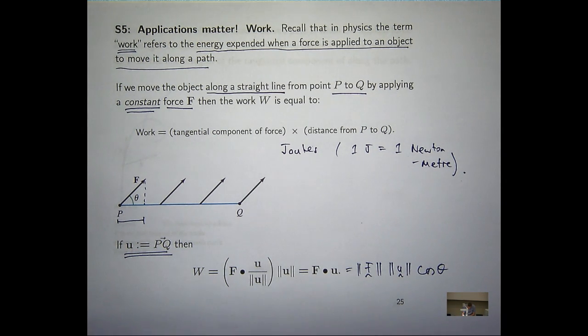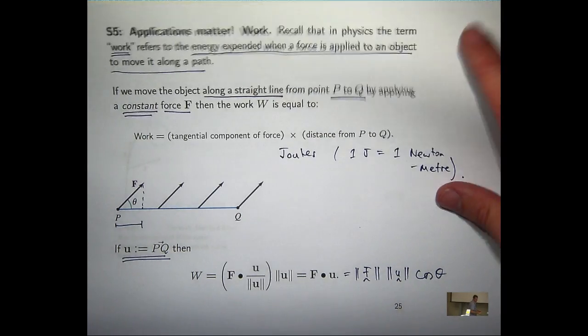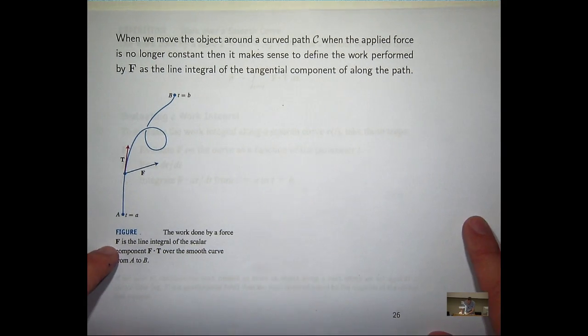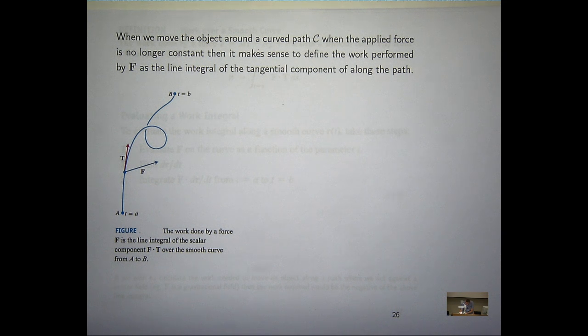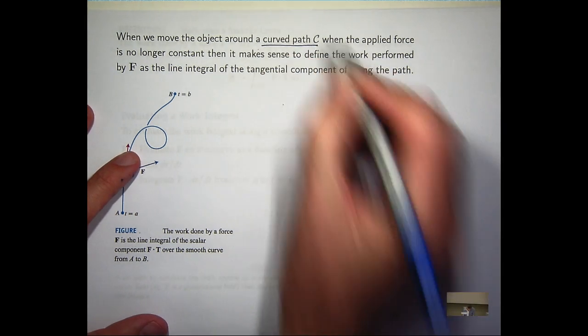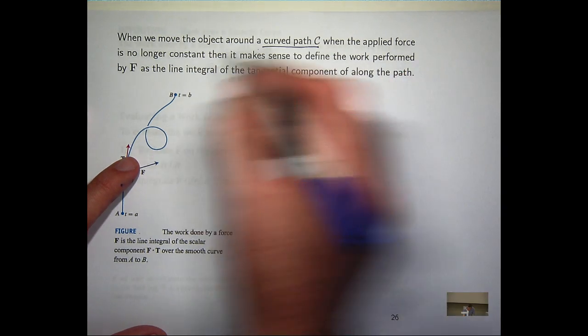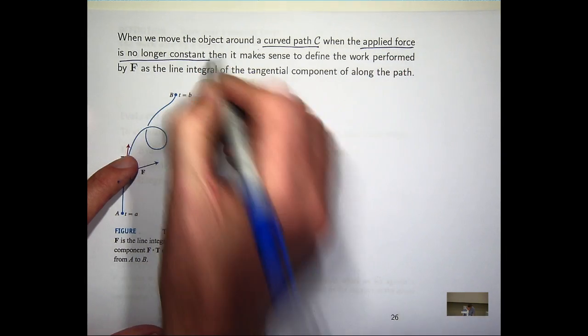Okay. Now, our objective today is to look at what happens when the applied force is not necessarily constant and the movement is not necessarily along a straight line. That's the idea for this part of the lecture. Okay, so here I've got a curve, a blue curve, which is smooth. In particular, think of a curve path and the applied force not necessarily constant.